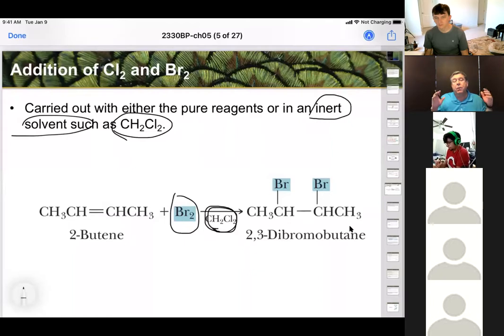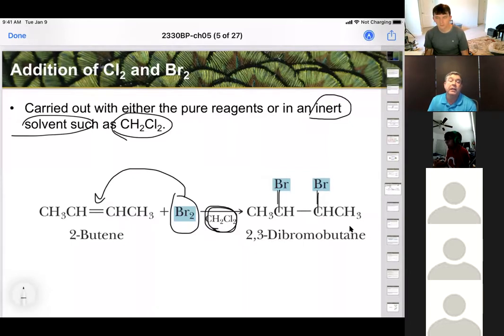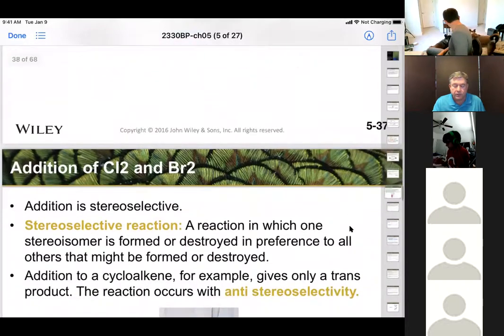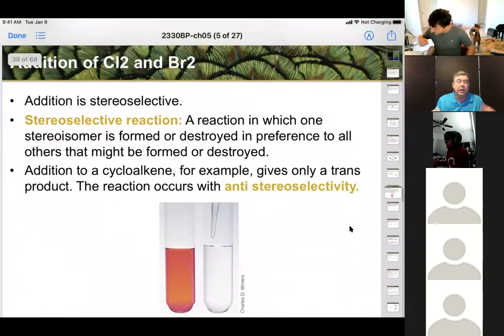So, in this reaction, we know we're going to add bromine across that double bond. What we end up with is one bromine on each carbon of that double bond, giving us all sp3 hybridized carbons on both sides. So how do we get there? It turns out that the addition of chlorine and bromine is also stereoselective. I said before that the other two reactions were regioselective, meaning you picked which carbon the product was going to be on. Since we're adding one to each side, this is not regioselective.